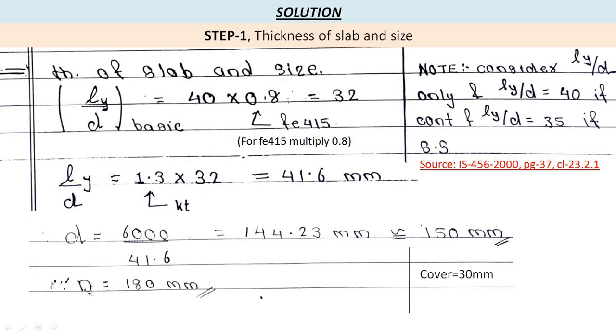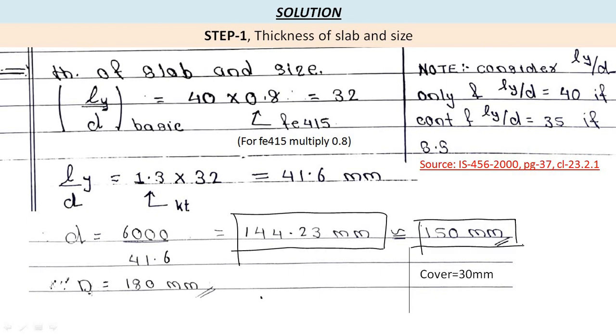So we have found the depth of the slab as 144.23 mm. We will round off and provide 150 mm. You can see the thickness of depth is much less as compared to the conventional slab. Now we will add 30 mm cover, and we will provide the overall depth of this slab as 180 mm.